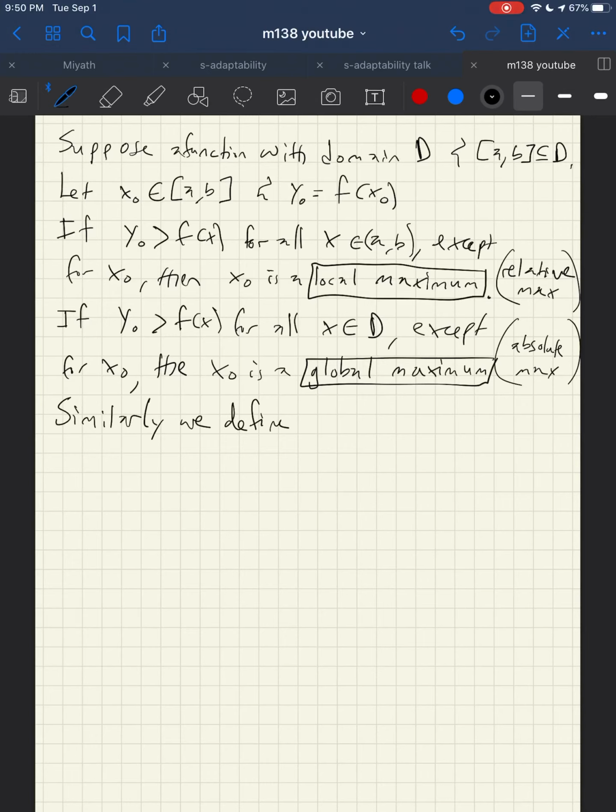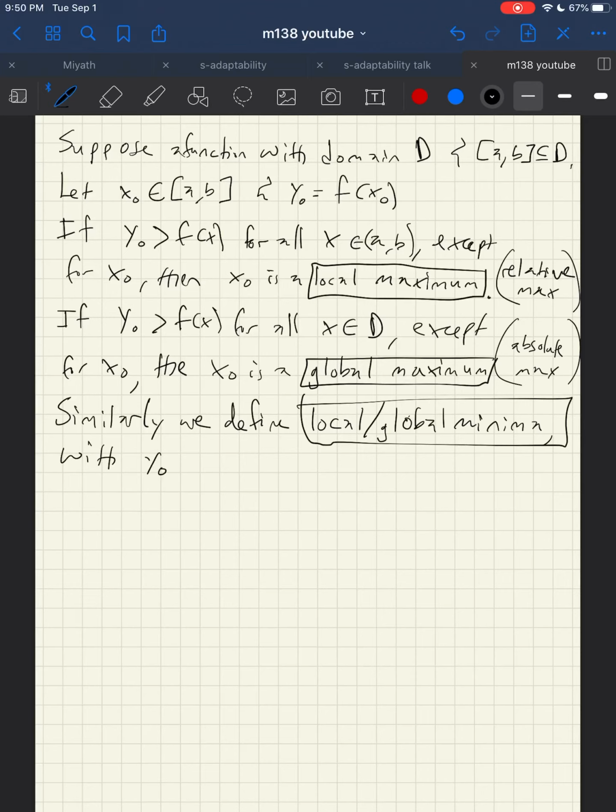So similarly, we define local and global minima. So that's if instead of being bigger than everything, with y naught less than f of x in place of y naught greater than f of x. Okay, so that's how that's going to go.